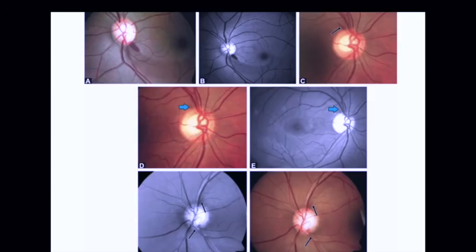And there are multiple photos again showing clearly there's going to be a notch, a defect, and a hemorrhage. Again, it's very easily seen in red-free filters here. And again, this shows a retinal nerve fiber layer defect here. You can see multiple RNFL defects here as well.